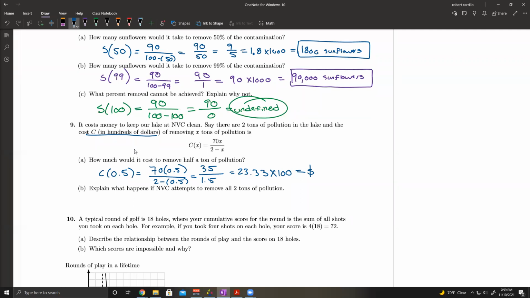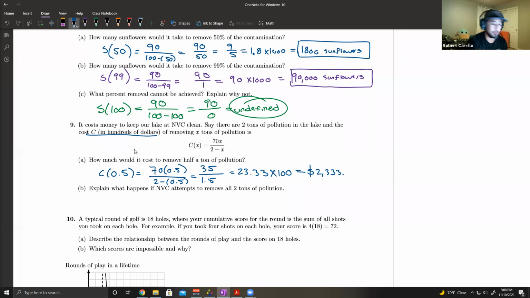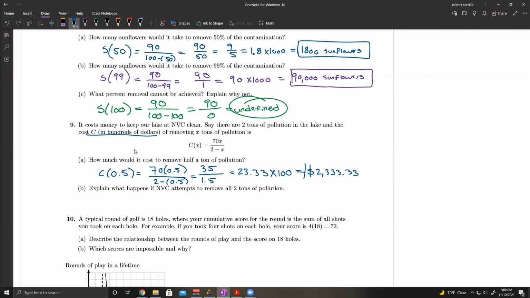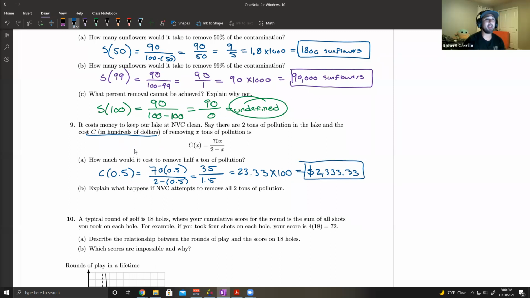I don't know. 23.3. I don't know where you cut it off at. Yeah, well, if you're thinking of money, can you pay somebody in repeating decimals? No, right? So to remove half a ton of pollution, it would cost $2,333.33.